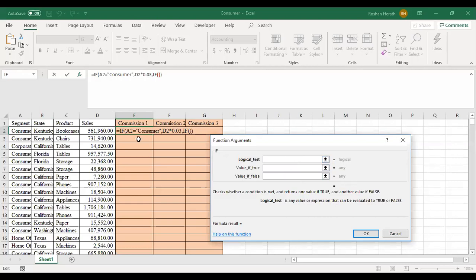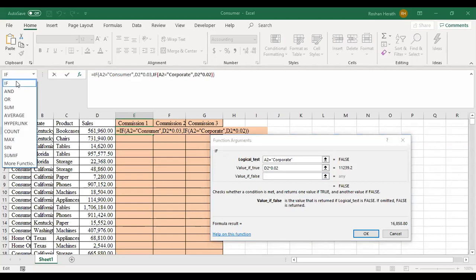So then I take it. Then I'm checking my second test, the second condition, whether it is equal to Corporate. If it is equal to Corporate, I'll be taking the sales into 0.02, the commission. Then the value if false, since you have only one more condition, you could have even taken it here. But since we do not know whether there are many more categories, it is safe to have another if and get the job done.